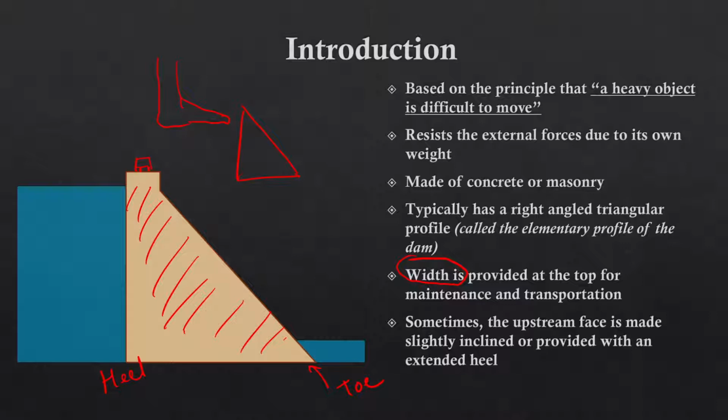And sometimes, to give it some additional stability, the upstream face is also made slightly inclined or provided with an extended heel. So sometimes the gravity dam may have a slight inclination on the upstream surface as well, like this. And sometimes, instead of sloping the entire upstream surface, only near the bottom we provide some extension of the heel. So it gives some more stability to the dam.